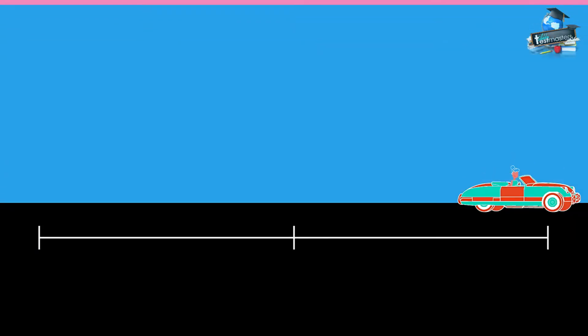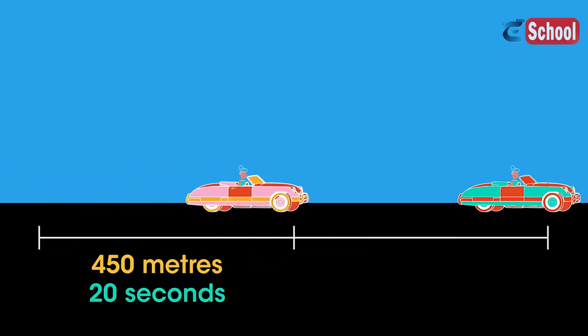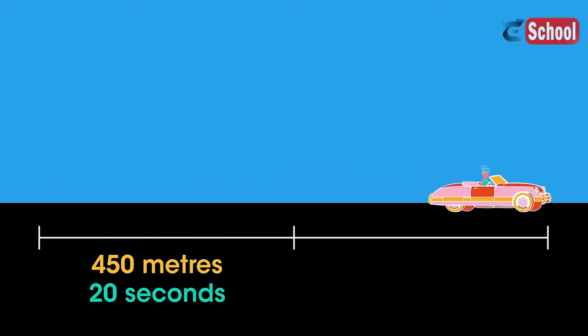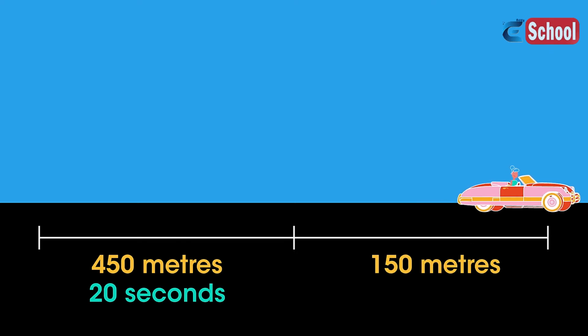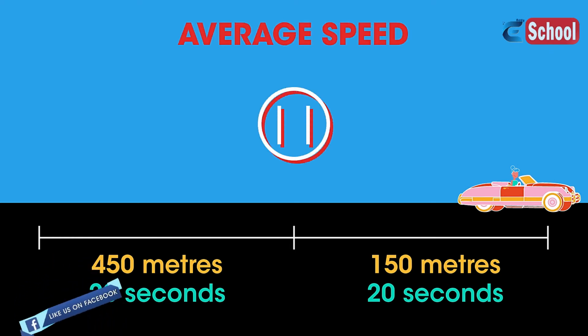Here's another example. This time, a car travelling down the road. The car travels 450 meters for the first 20 seconds, but then it hits some traffic and has to slow down. It then travels just 150 meters for the next 20 seconds. Can you work out the average speed of the car? Pause the video and give it a go.